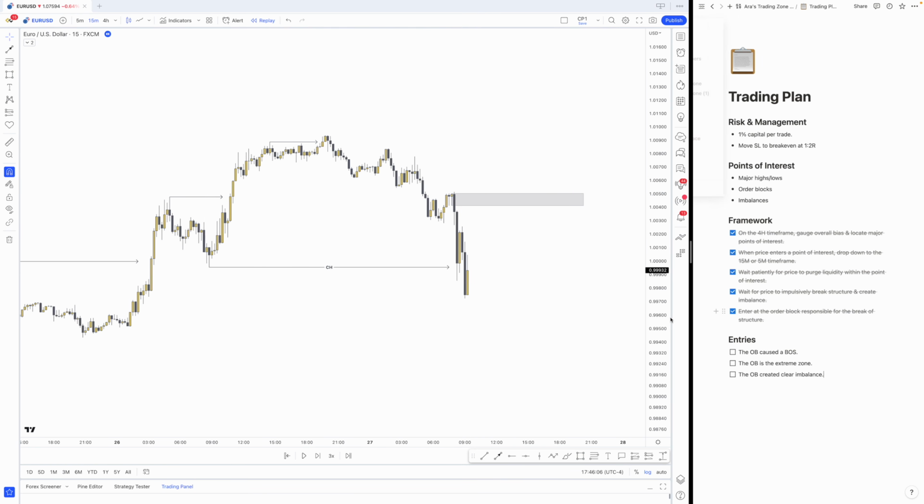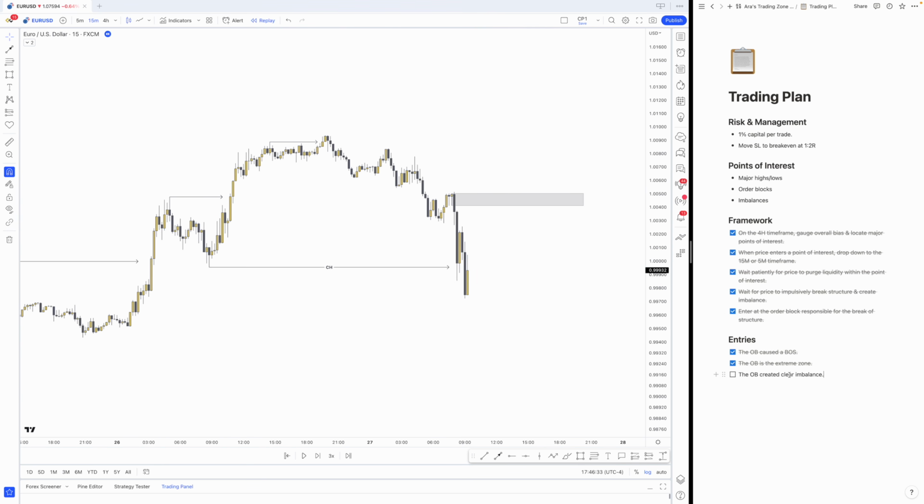Now, before we set up a trade position, let's check off our entry criteria. The order block caused a break of structure. Yes, or a change of character in this case. It's the same thing, but a change of character is the first break of structure. The order block is the extreme zone. Well, it is the extreme zone because the bearish leg that we're currently dealing with is right here, and the order block is at the furthest possible point to the upside. So that is the extreme zone.